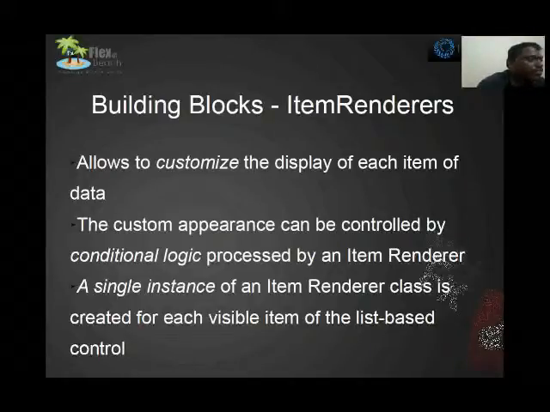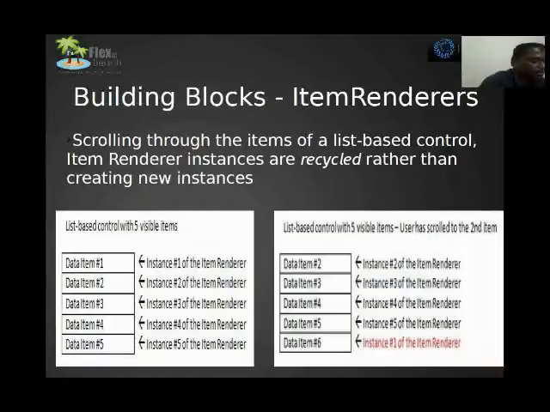Okay, there it is explained. How that happens is, when you actually scroll through the data grid, instead of reconstructing, recycling of item renderers happens. As you can see from the picture, the first data grid is showing only 5 items, and each cell has a single instance of an item renderer, item renderer 1, 2, 3, 4, 5, like that.